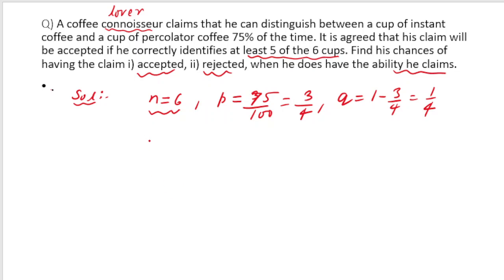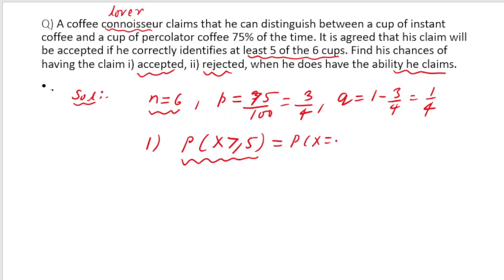Now what is the probability that his claim is accepted? It means that his claim will be accepted if he is able to identify at least 5 of the 6 cups. If X represents the random variable and X counts the number of successes, and if he is able to identify all 6 cups correctly, then of course good, but he must at least identify 5 cups correctly. So we have to calculate the probability of X greater than or equal to 5.